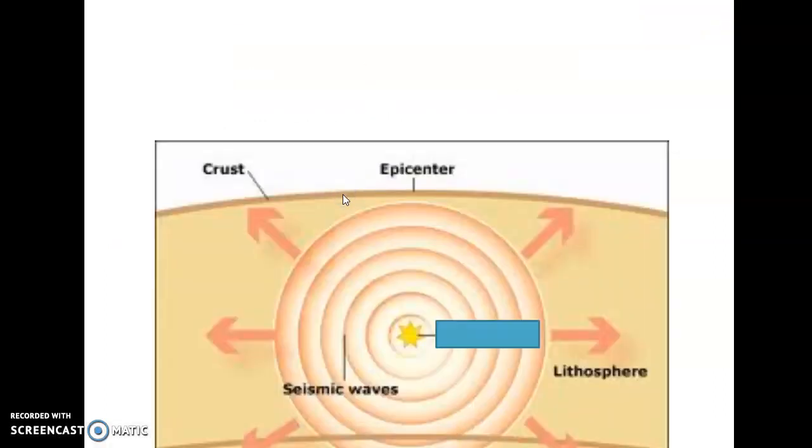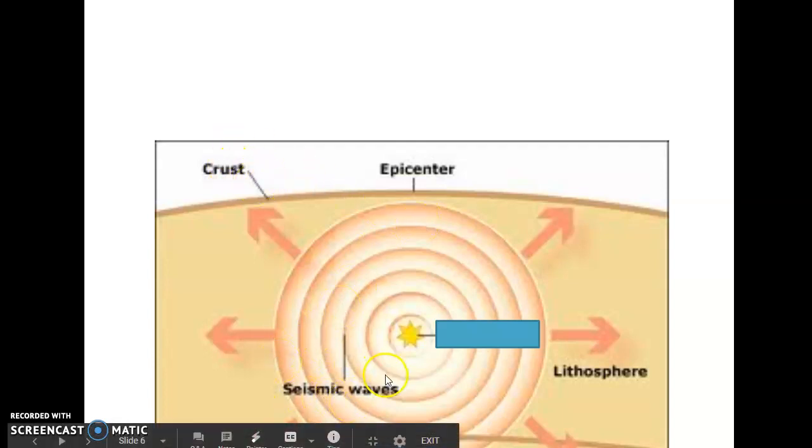So let's recap really quickly on our diagram from before. We know there's the crust, the epicenter, we have our body waves, or also seismic waves, and we're talking about the lithosphere, but what is in the center? If you got it correct, it is the focus.